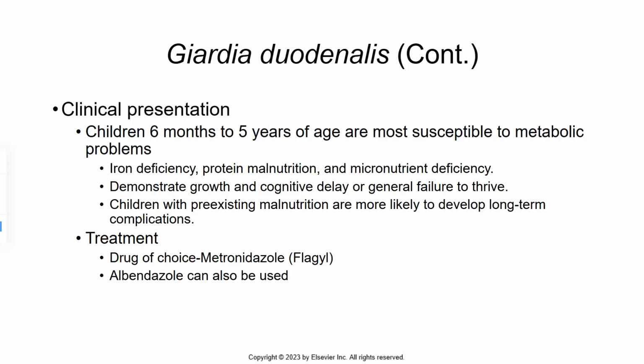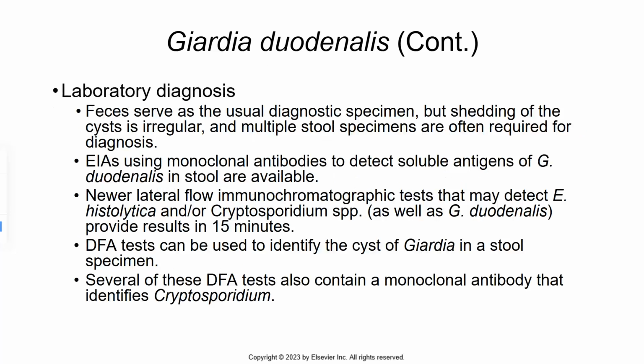Children 6 months to 5 years of age are most susceptible to metabolic problems. Treatment: metronidazole; albendazole can also be used. Laboratory diagnosis: feces serve as the usual diagnostic specimen, but shedding of the cyst is irregular, and multiple stool specimens are often required for diagnosis.